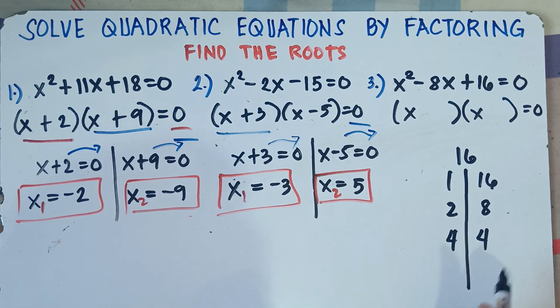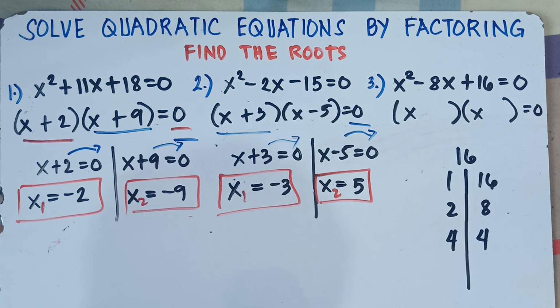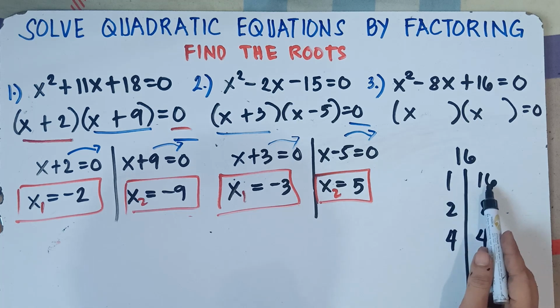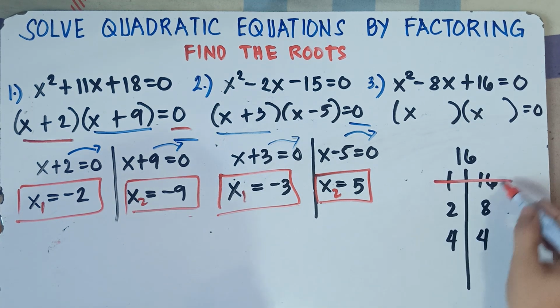So let's check, class. If we combine 1 and 16, do we get negative 8? Nope. It is impossible for us to get negative 8. Even if we subtract 16 minus 1, that's 15. If we add 16 plus 1, that's 17. Too far away, class, to get negative 8. Therefore, we cannot use this one.